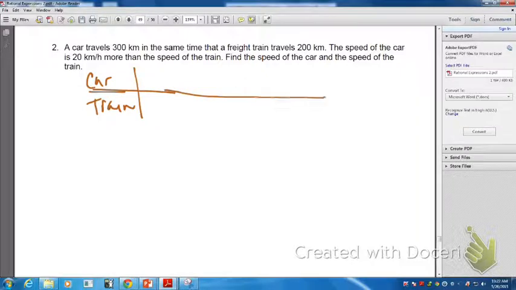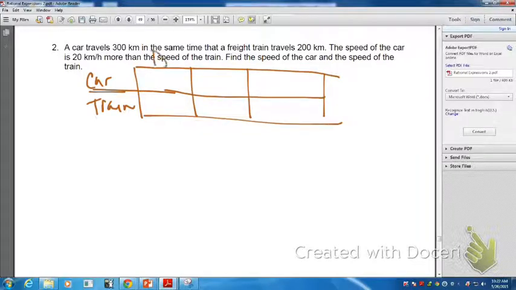So your car and your train, so your distance, your rate, and your time. How far did the car go? 300, and the train went 200. The rate of the car was what? X plus 20, because it was 20 more than. So the train was at the unknown of X, and then the car was 20 more than the train. So we set those up.